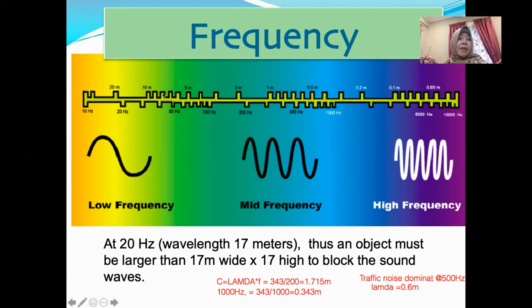Six point nine meter. So it's not logical if we build the noise barrier with a height of nine or seven meters. Therefore, in some countries, they build a tube on the roadway as a noise barrier. That is the reason.